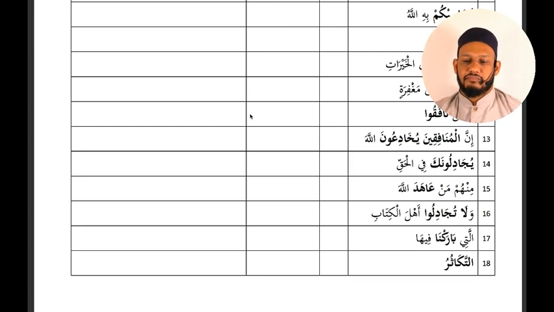Next one. Number 15. Minhum man ahada Allah. Minhum, from amongst them, is man, the one who ahada, the fi'l madi, who has promised, who has pledged to Allah Ta'ala.